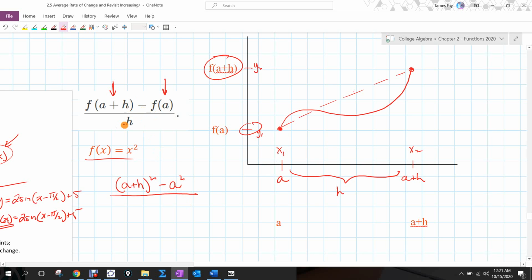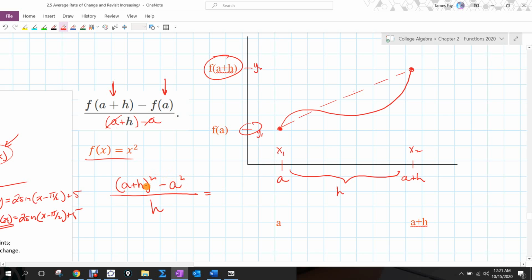And now on the bottom, we just have h. Sometimes early on in a calculus class, you might see that it's written as a plus h minus a. That's your x2 minus your x1, but the a's cancel out, leaving just that h. But now it's going to ask you in your homework, can you simplify this?